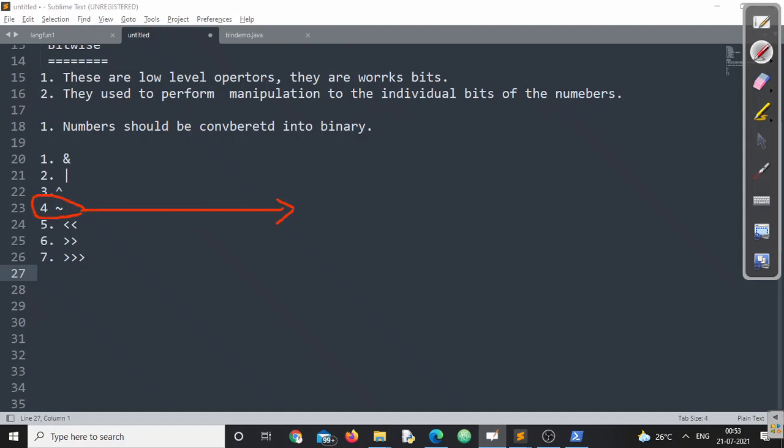This is a unary operator, and all other operators are binary operators. That means all these operators require 2 operands for their execution, right? Remember, all these operators work on bits, not bytes, right? Let us go one by one. Let us talk about the AND operator.